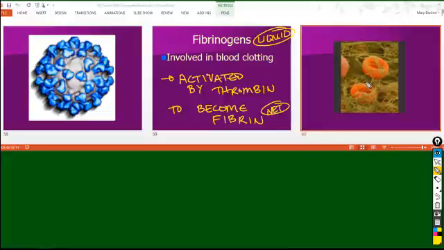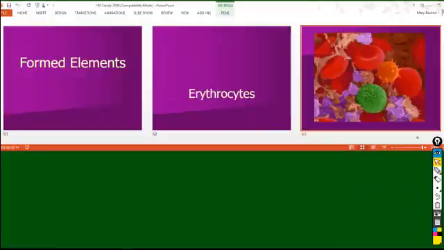And that net is really important. It'll trap platelets, it'll trap red blood cells, and start the process of repairing the damage that is there. The fibrin doesn't actually do any of the repair, but it makes it possible. It provides a framework where that repair can take place. The cellular components are called the formed elements, or the cellular elements.